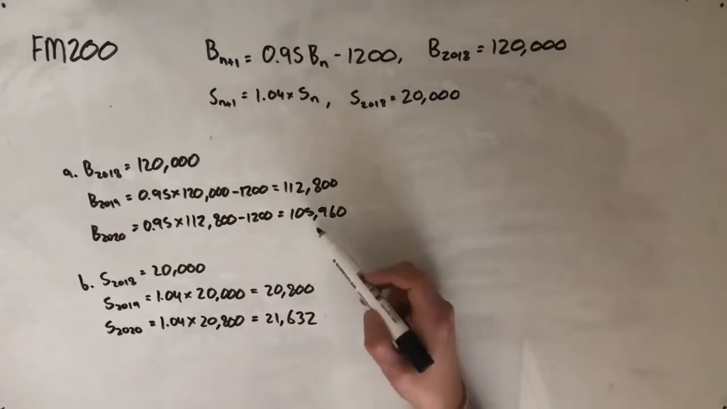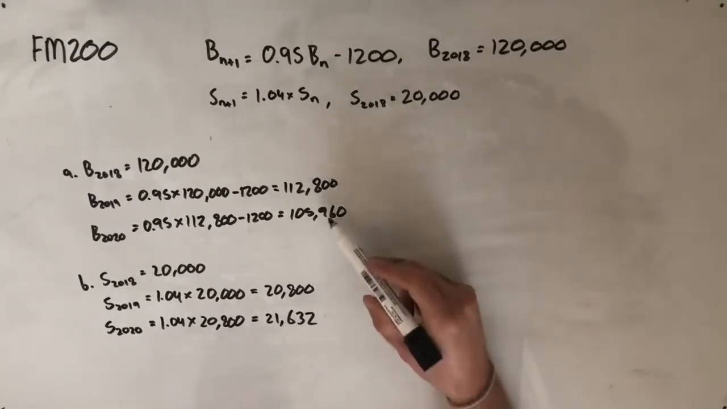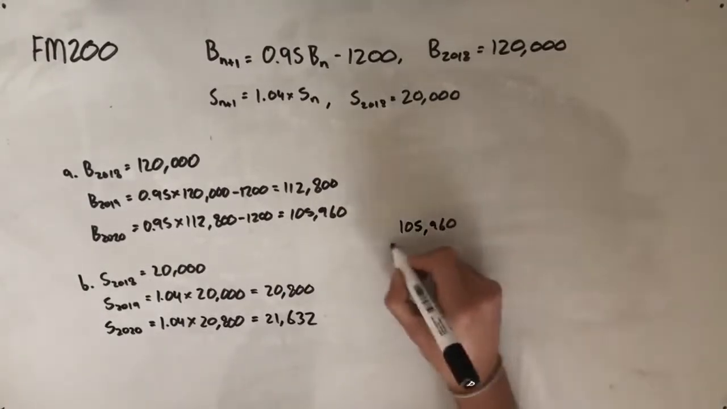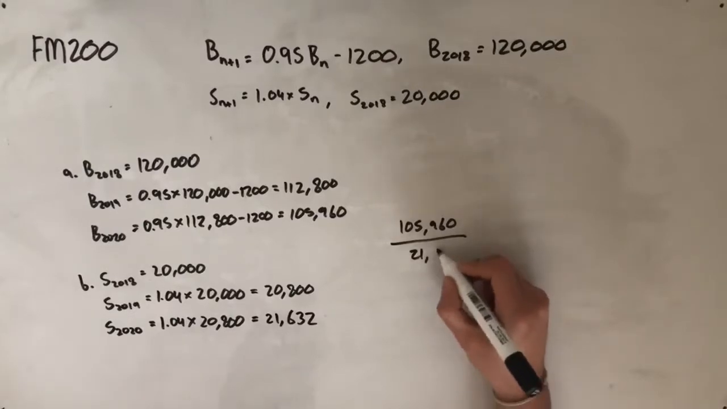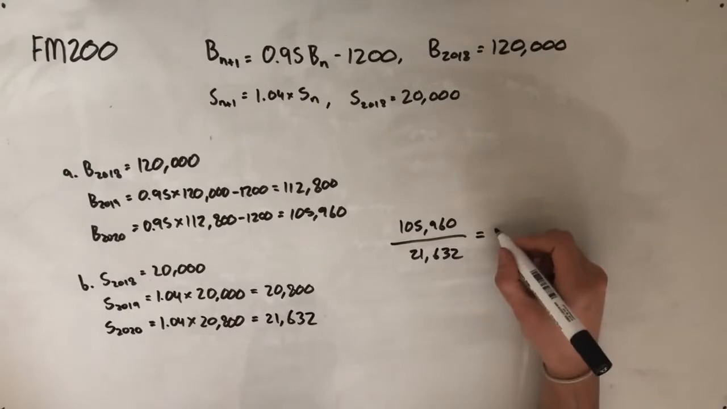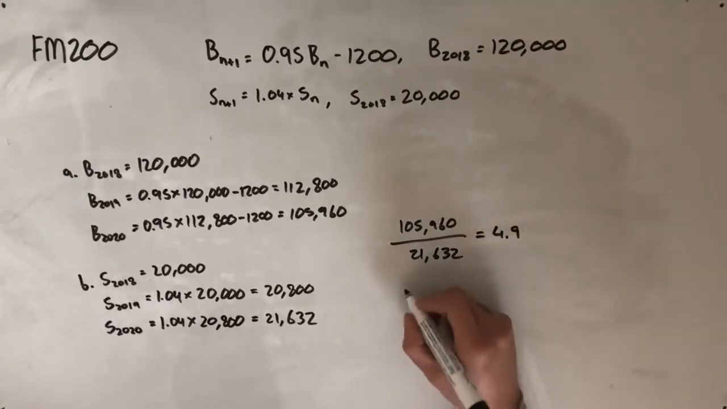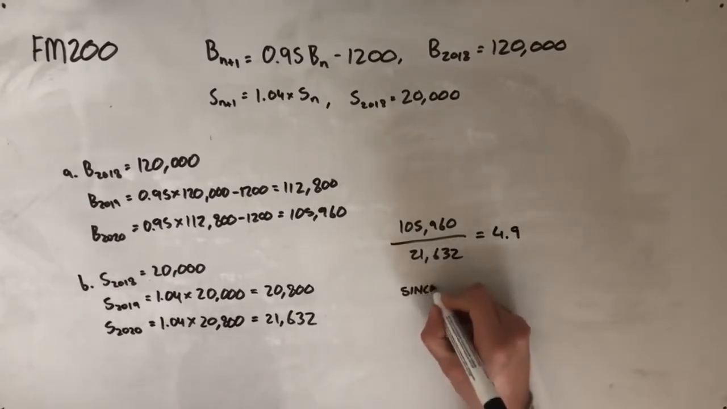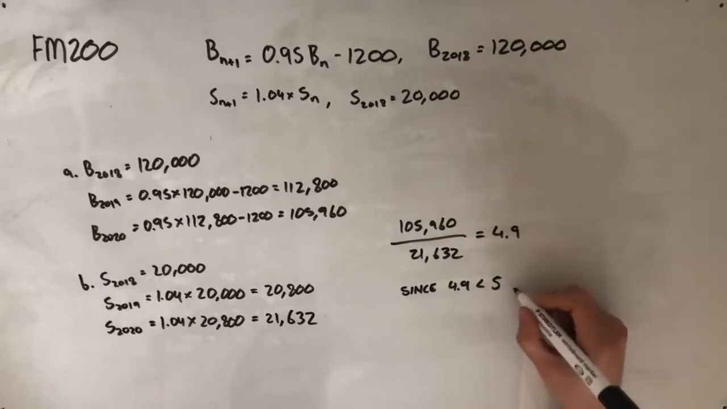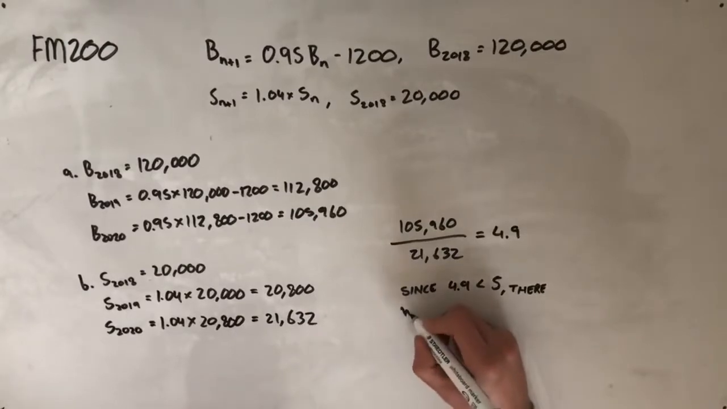We know the number of nut trees is 105,960. So if we're looking for nut trees per squirrel, we go 105,960 divided by the squirrels, 21,632. And that should give you an answer rounded to 4.9. So since 4.9 is less than 5, there will not be enough food for the squirrels.